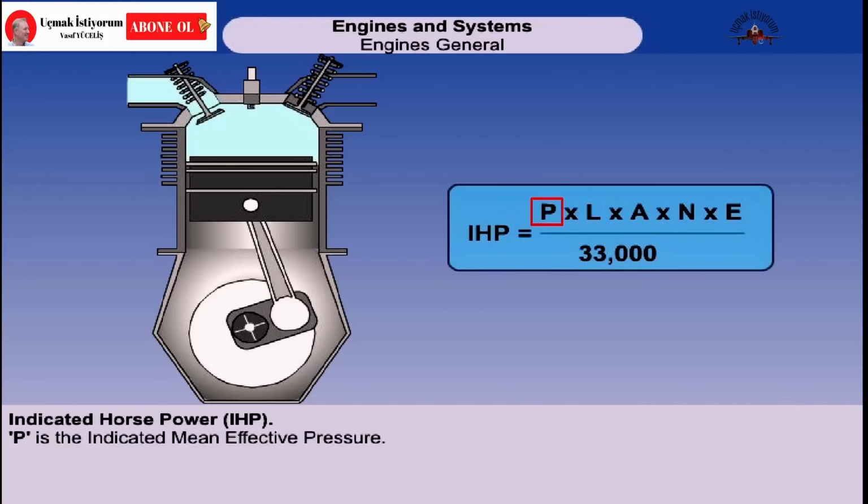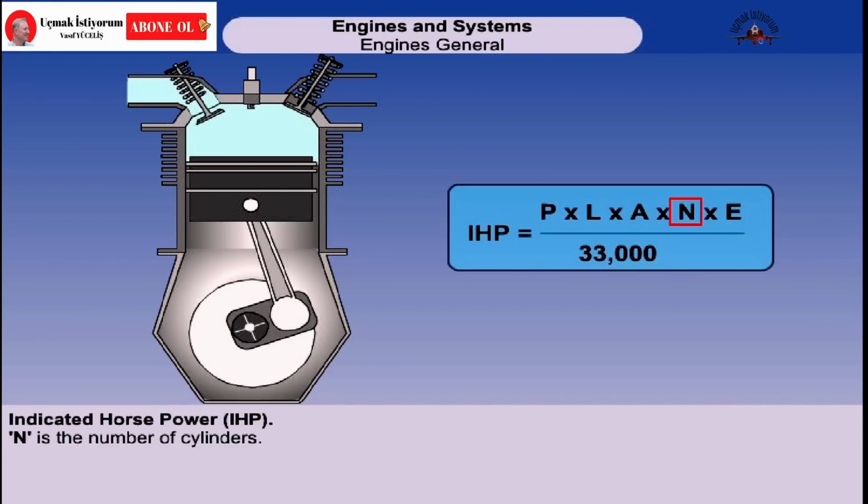In the formula, the P represents the indicated mean effective pressure in pounds per square inch. However, we are still required to determine several other values. The L represents the length of the stroke in feet, the length of the stroke being the distance the piston moves between top dead centre and bottom dead centre. The A will be the area of the cylinder in square inches.